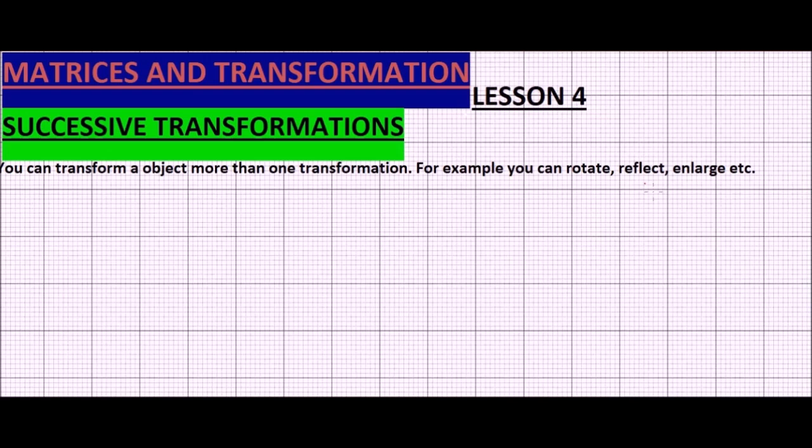Welcome to our fourth lesson in the topic Matrices and Transformation. In this lesson we are going to cover successive transformations. You can transform an object using more than one transformation. For example, you can rotate, you can reflect, you can enlarge. So we are going to look at an example where we are going to reflect, rotate, and enlarge.